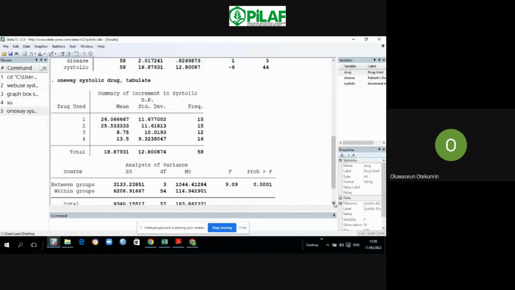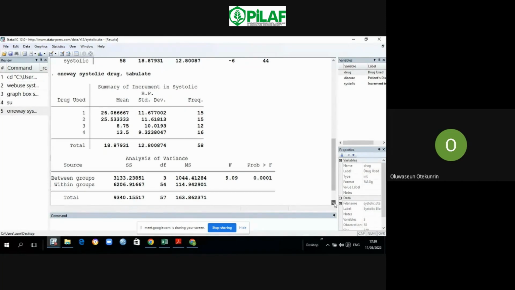You can see the summary of the increment in systolic, then drug use. For drug 1, you can see the mean. For drug 2, you can see the mean. Drug 3 has the lowest mean. Then drug 4. Then the ANOVA table itself.